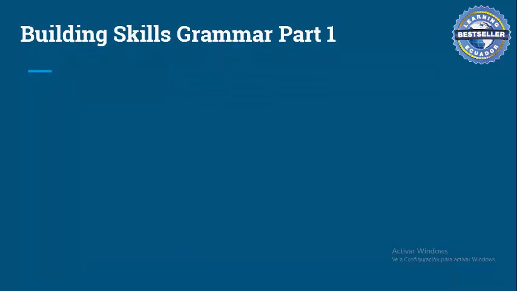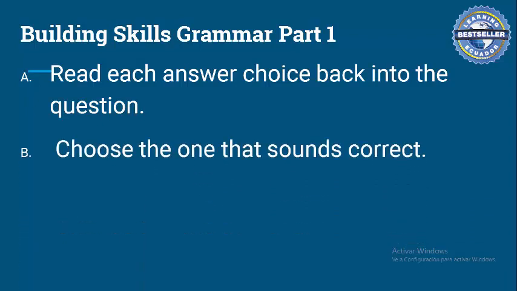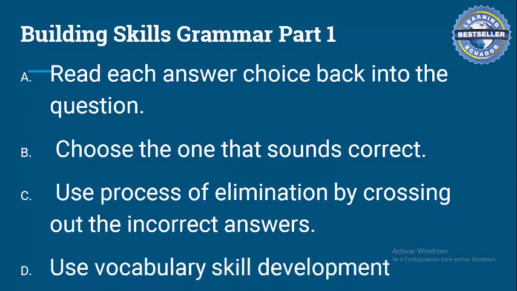Okay? Now, let's take a look at some of the skills you need in order to perform well on grammar part 1. Number 1, read each answer choice back into the question. So you will put each one into the question, read it to see if it sounds right or wrong. Choose the one that sounds correct. Use process of elimination by crossing out the incorrect answers. And use vocabulary skill development.